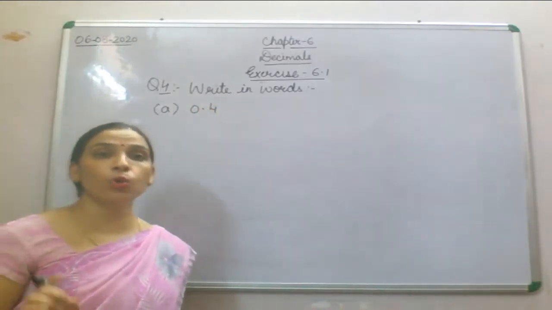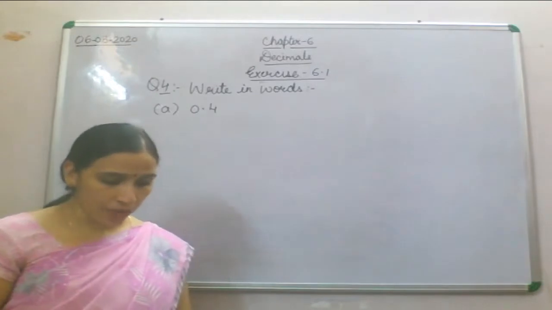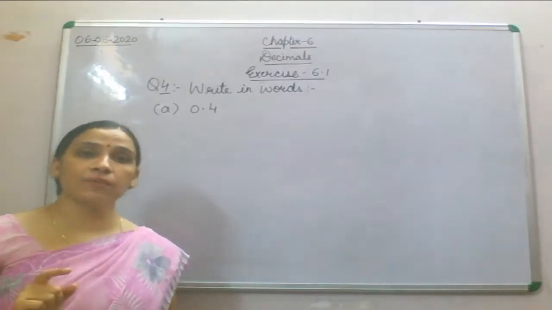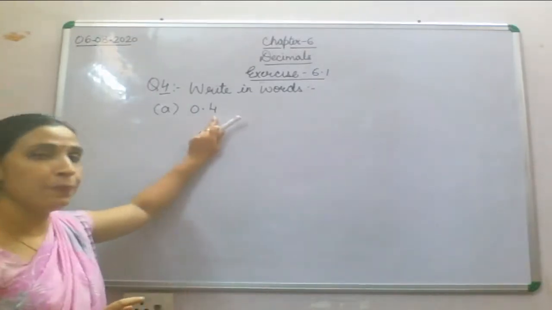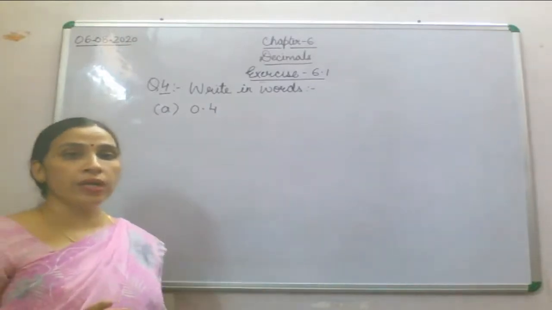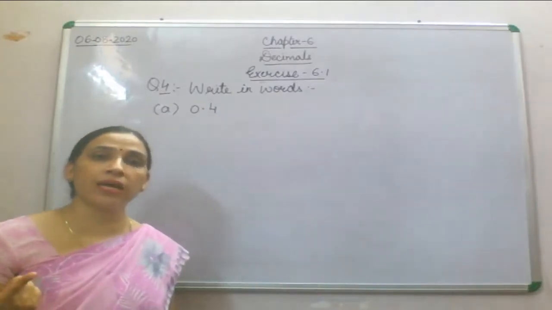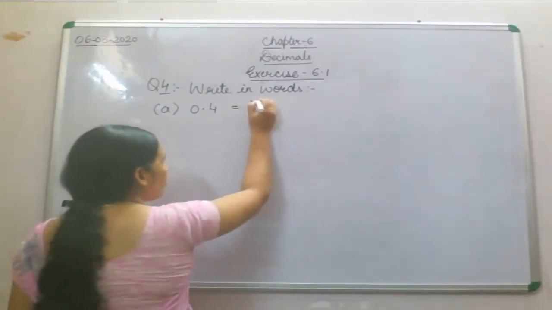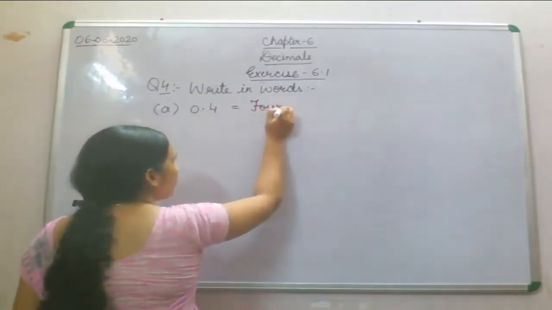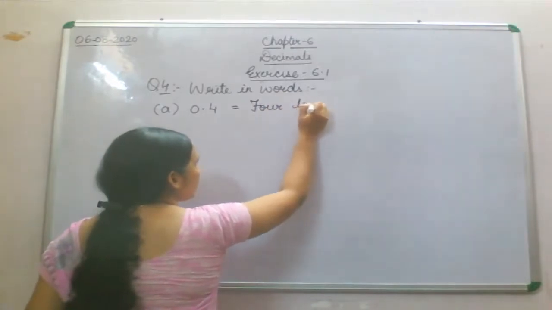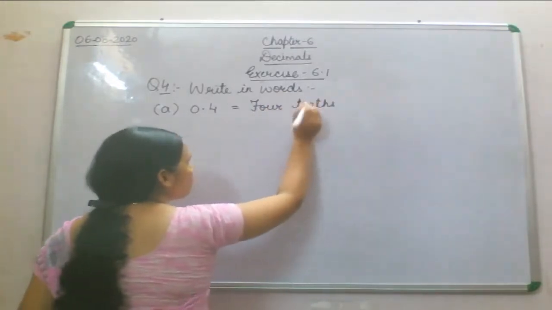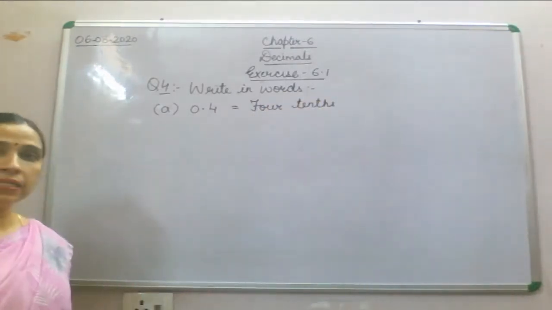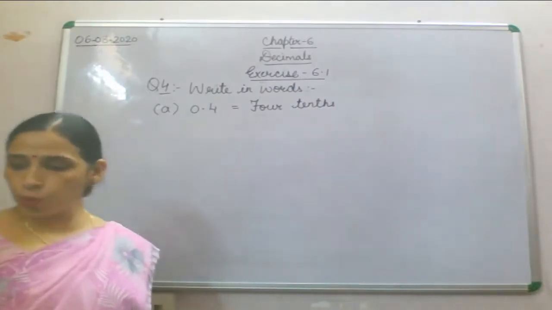Now as you can see, after the decimal, that is your first place. So it will become 4. And what is the place value? That is tenths. So quite easy. You can write it as 4 tenths. Fine.